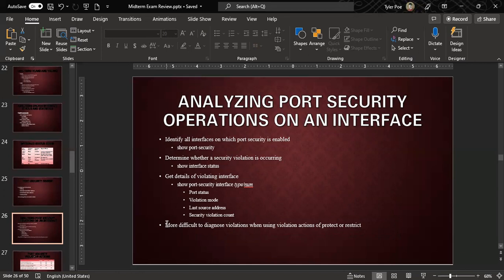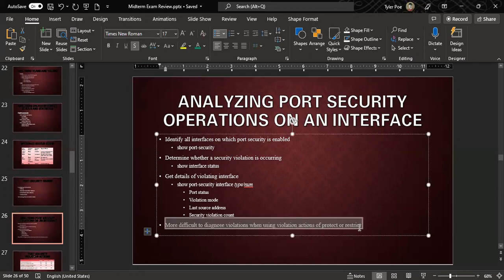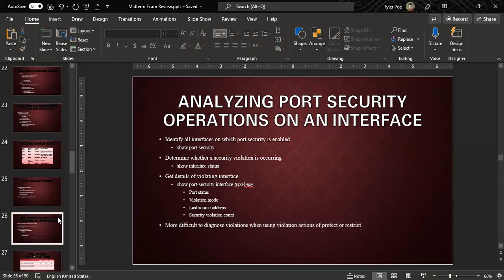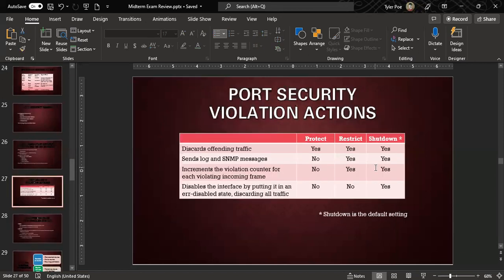So the thing of it is that when you use protect or restrict mode, it becomes more difficult to diagnose these violations, and you'll see why. So basically shutdown mode is the most restrictive. The biggest difference is that it actually disables the port. It's the only mode that will actually disable a port if a violation occurs, and therefore is the easiest one to notice. The problem is that it brings down network performance, and your boss might not be too happy about that.